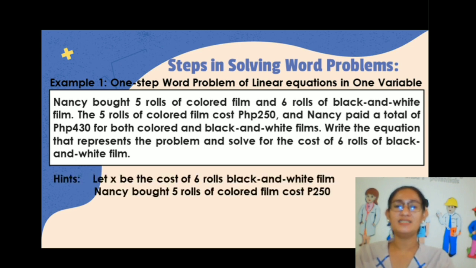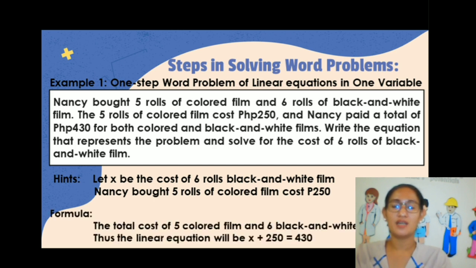Hints. Let x be the cost of 6 rolls of black and white film. Nancy bought 5 rolls of colored film, which cost 250 pesos. Formula: the total cost of 5 colored film and 6 black and white film is 430 pesos. Thus, the linear equation will be x plus 250 is equal to 430.